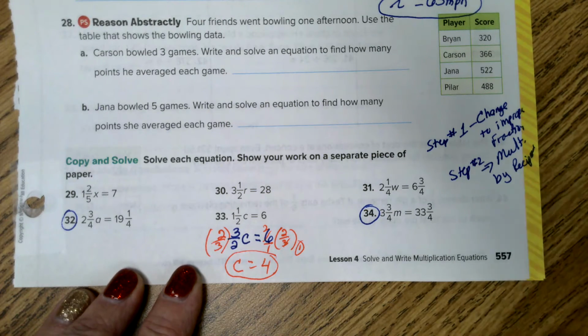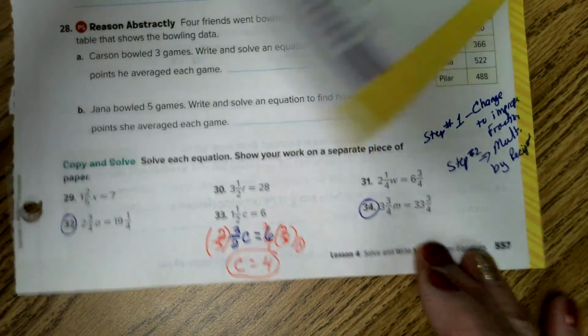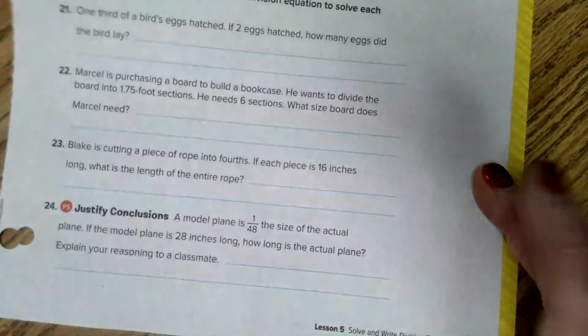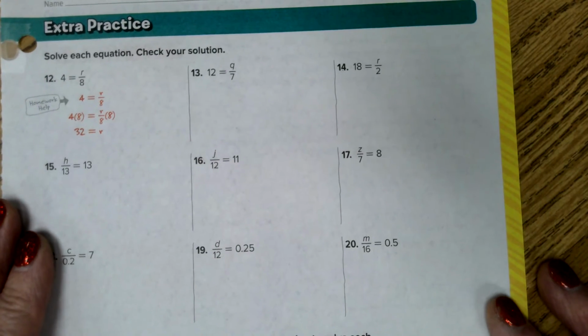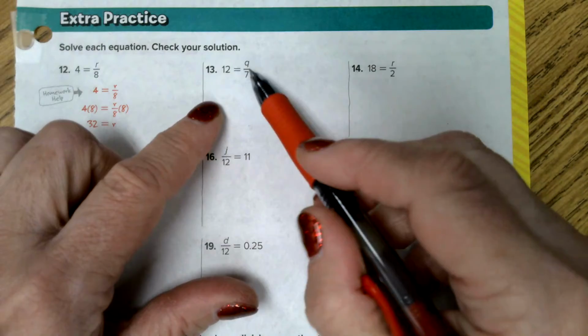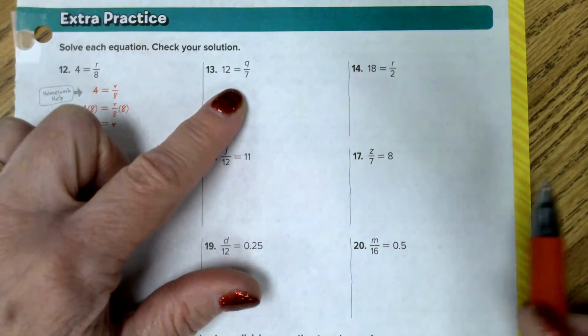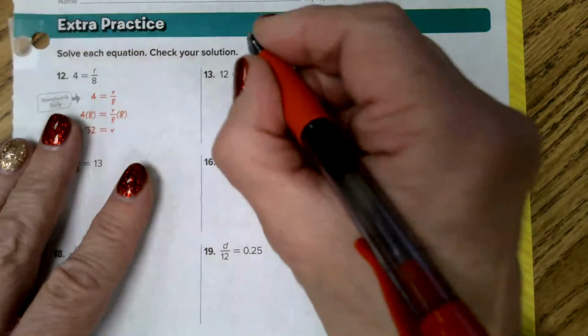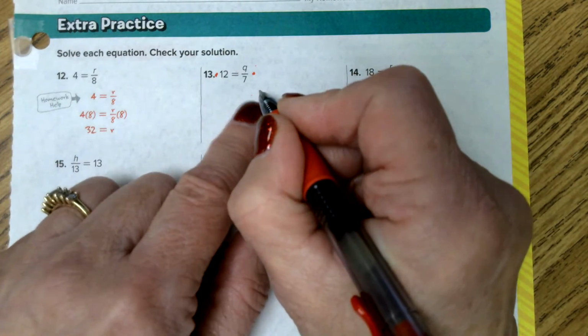All right, now let's go to our final page, which is 567. You may put it on pause. All right, page 567. Let's look at how to do these problems. Let's look at number 13. This says 12 equals q divided by 7. To undo a division problem, you are going to multiply both sides of the equation by what you're dividing by.